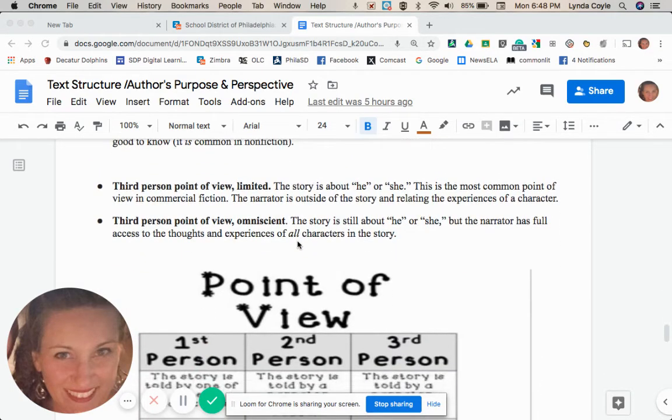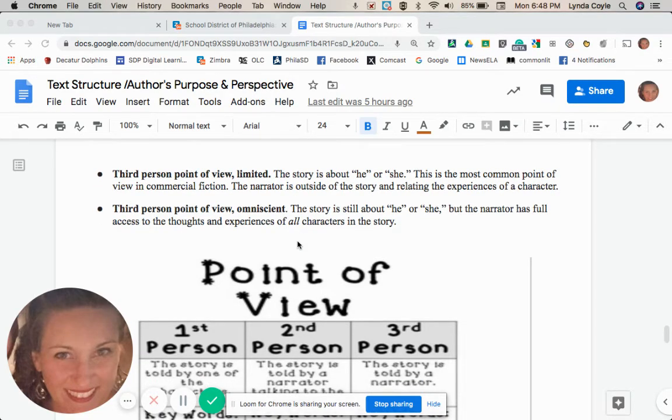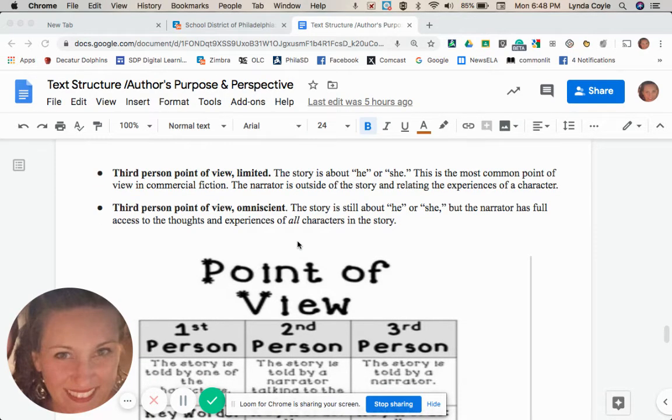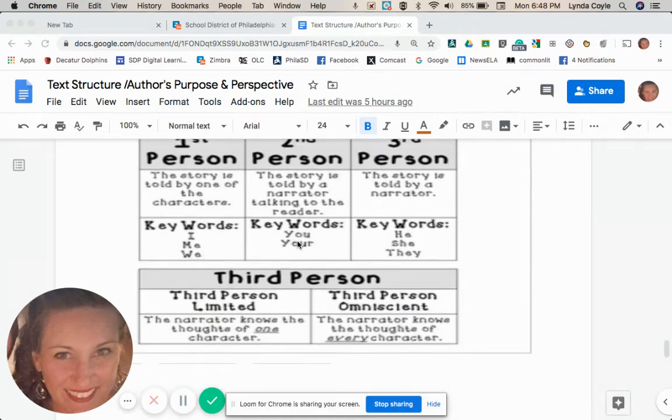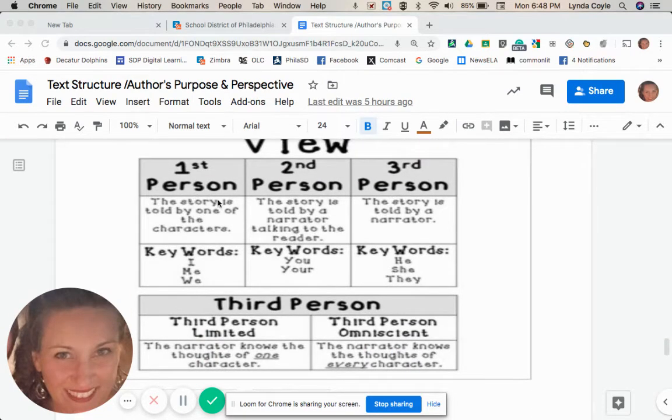There's two different kinds of third person. There's third person limited, where the story is about he or she, and it's usually about one person. Third person omniscient, you're talking about another person, but it talks about many characters of a story. Looking at the graphic below, point of view really kind of gives you how it's laid out. First person, told by one of the characters, saying I. Second person, told by narrator, talking to the reader, usually the word you. Third person, a story told about the narrator.